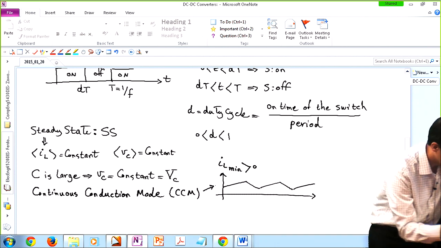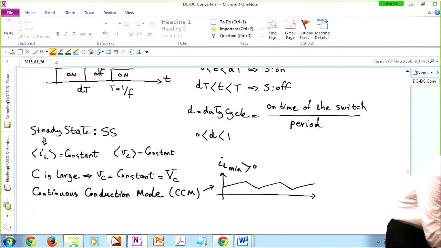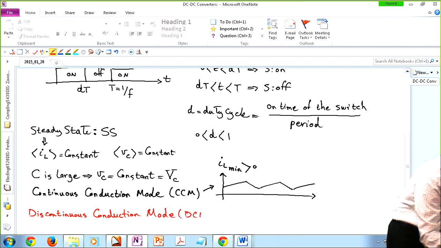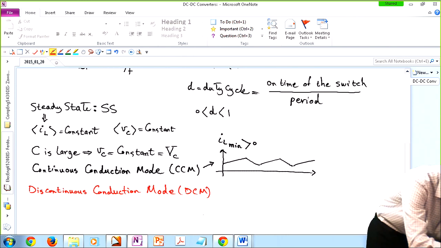As opposed to that, let me just write it in red. We also have a discontinuous conduction mode, abbreviated as DCM, and that is when the inductor current touches or stays at the zero level, something like this.